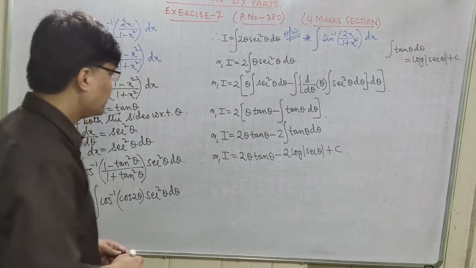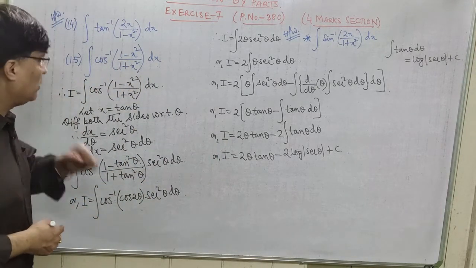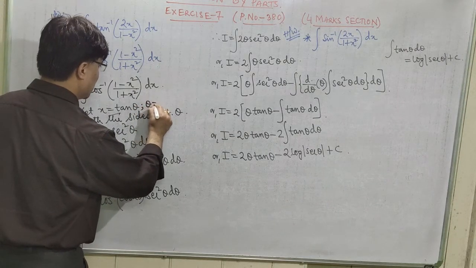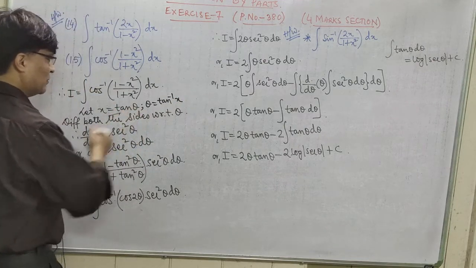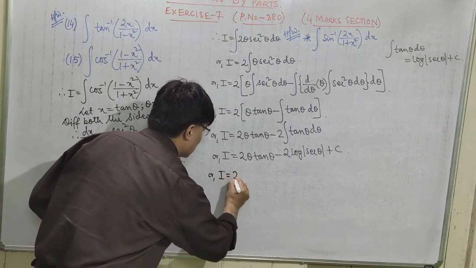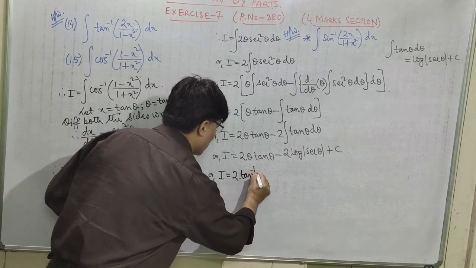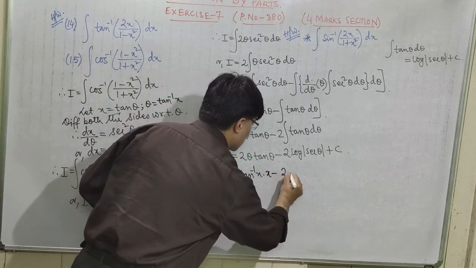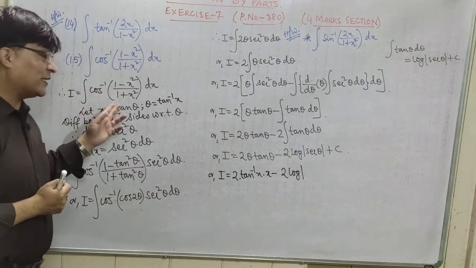So now, you have to write down the answer in terms of x, not in terms of theta. So what is the value for theta in this case? So from here theta is equal to tan inverse x, isn't it? Theta is equal to tan inverse x. So now I is equal to 2 into, what is theta here? Tan inverse x into, what is tan theta? It is x minus 2 log within mod. Now you know the value for tan theta.